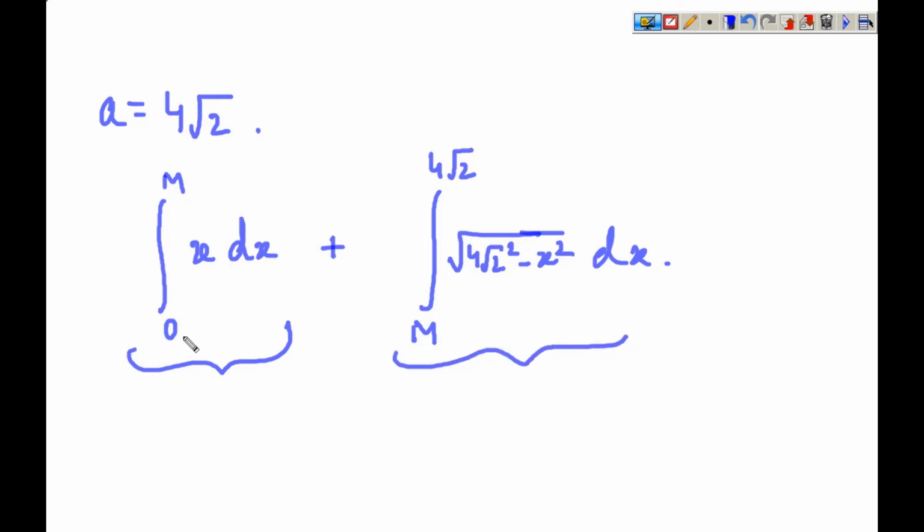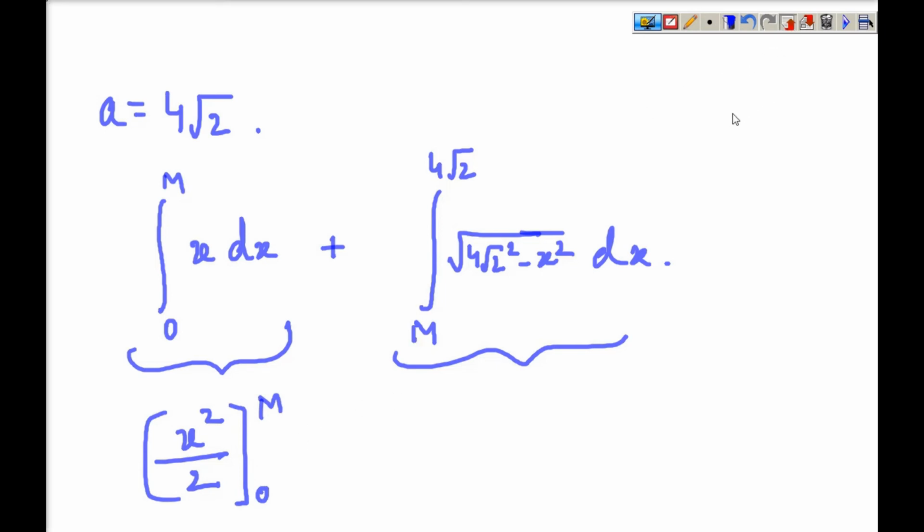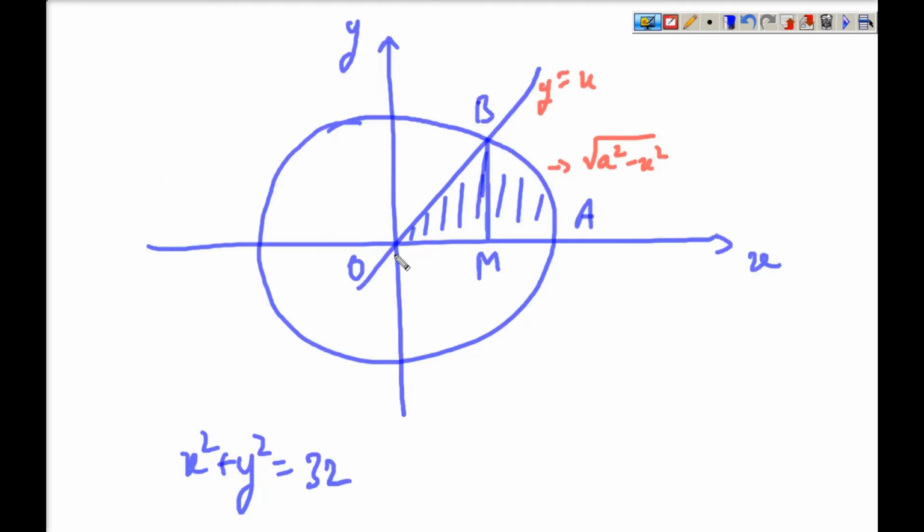So here this is easy. The integration of x is x squared by 2, and just applying limits 0 to m. So before we begin, we need to find the point m. We don't know the value of m, and to do that it's simple. We know that y equals x here, and that means it is intersecting this function here, so y equals x in this function as well.